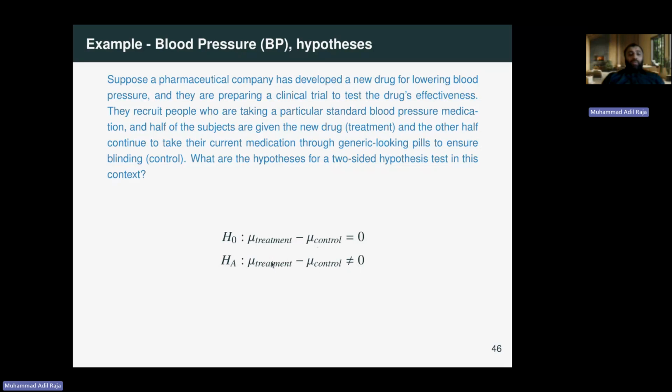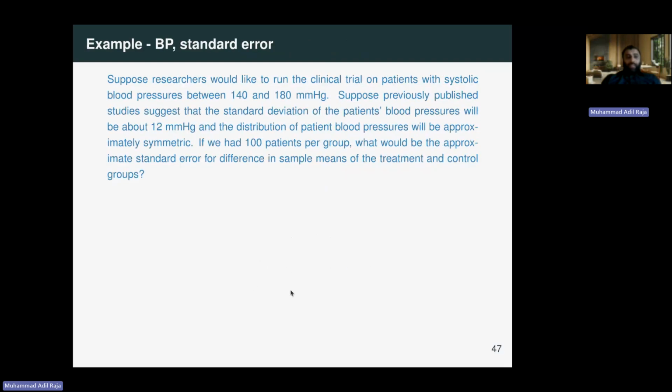Otherwise, if we wanted to do a one-sided test, we would say either mu treatment is greater than mu control, or mu treatment is less than mu control, and we would check for that. We do it rarely, but this is what we would do in a one-sided test. But the question asks us to look for a two-sided hypothesis test and come up with the hypotheses for that. The two-sided test says that it is not equal to zero, which means that the difference could either be less than zero or greater than zero, and we have to check for both of these cases.